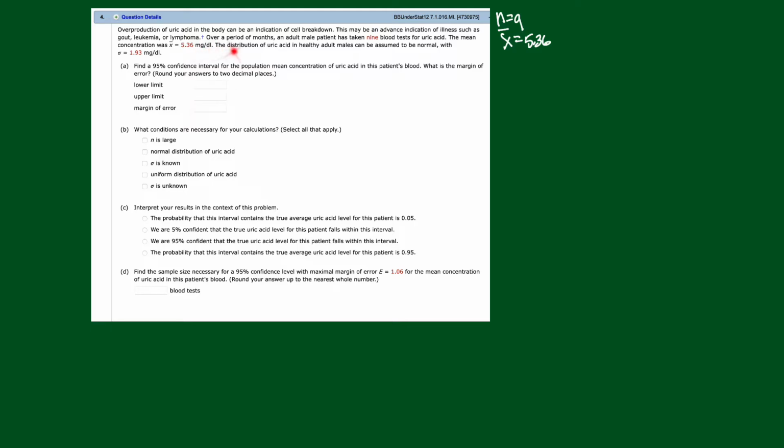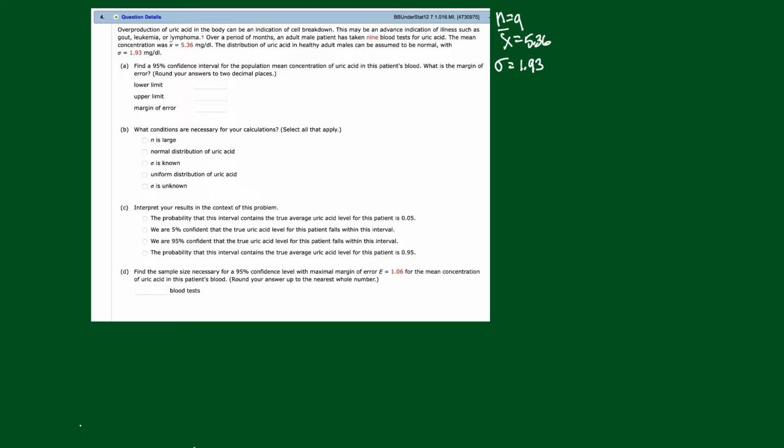And the distribution of uric acid in healthy males can be assumed to be normal with a standard deviation of 1.93. All right, so that's assumed based on past experience that the standard deviation is 1.93. So part A says, find a 95% confidence interval for the true population mean. And then what's the margin of error? Okay, lower limit, upper limit, and margin of error.